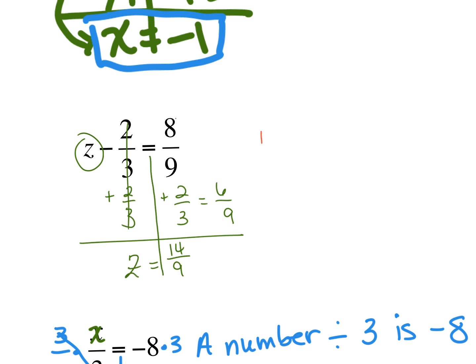I'm going to check and make sure 14 ninths minus 2/3 equals 8 ninths. And does it actually check out? And it does. I actually took a pause to use my calculator to double check. See? All good students double check. There is nothing wrong with double checking.